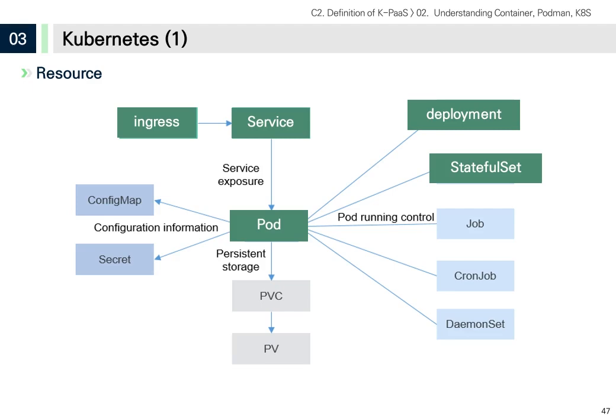The deployment manages the replica set and acts as a controller for the replica set to maintain the number of pods. Below it, the stateful set manages a group of pods based on the same container specification as the deployment. Below that we have job, cron job, and daemon set as resources that can control the pods. Job is used to control batch jobs, cron job is used for time-based tasks, and daemon set runs a pod on each node in the cluster and ensures that only one pod exists.